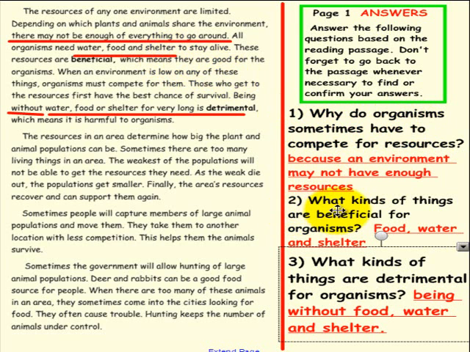Question 2. What kinds of things are beneficial for organisms? Food, water, and shelter, as illustrated here. And question 3, what kinds of things are detrimental for organisms? Being without food, water, and shelter would be a good choice of answers. If your answers matched ours, that is terrific.